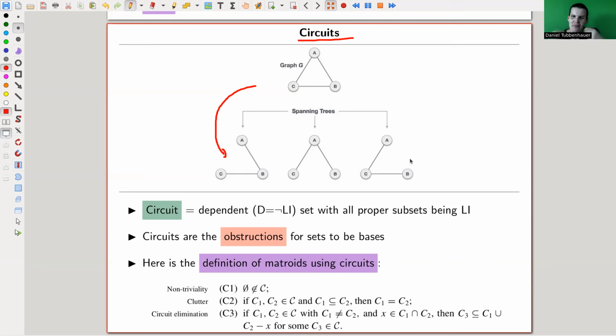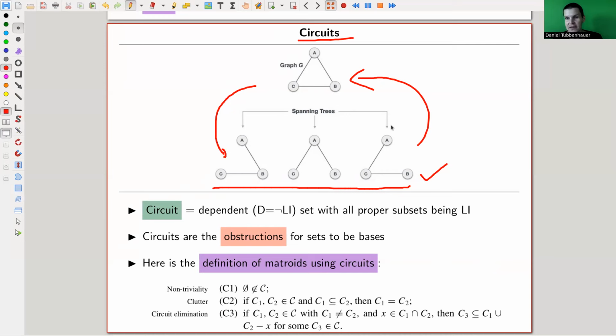And I really would like to think of them as being obstruction sets for being a basis. So here, all of these are good, all of these are bases, but if you put one more edge, you kind of lose this property. And then you can just backtrack that idea and define a matroid using circuits or circles.